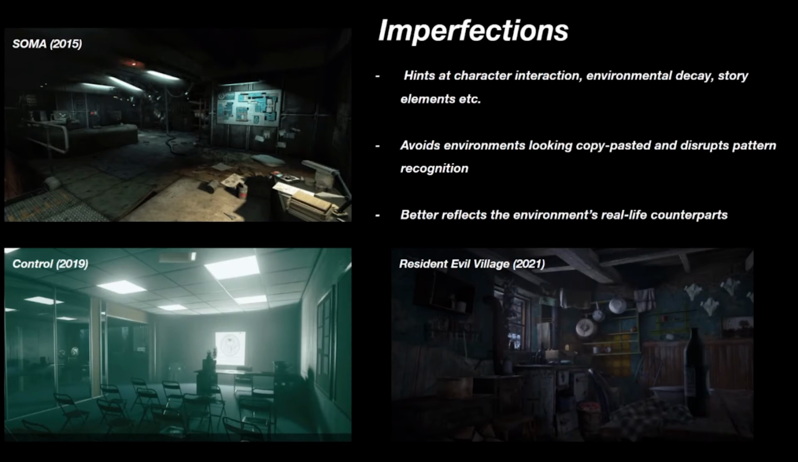Imperfections can include things that are, I don't know, broken slightly, things that don't work entirely, such as this one light fixture being slightly offset in Soma, or the chairs being just a little bit rotated here. It implies things like character interactions, environmental decay, story elements. It shows that, yes, people were here, which is incredibly important.